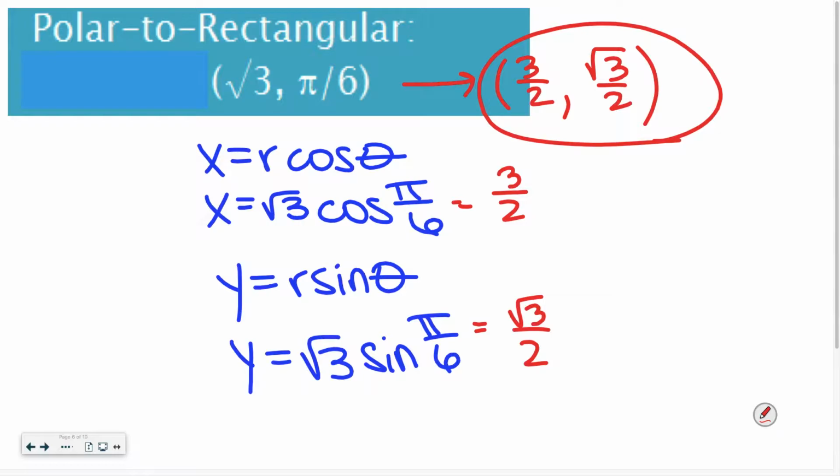It may be helpful tomorrow when you get your quiz, or Friday next week when you get your test, to write those 4 conversion formulas at the top of your page so you can see them and reference them as you go throughout your work. Where it really gets exciting is when I give you equations to convert. So we are going to go through some equations.